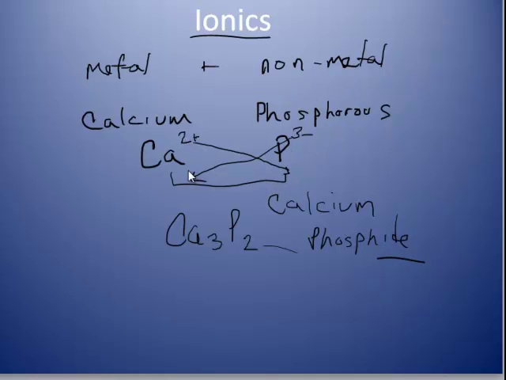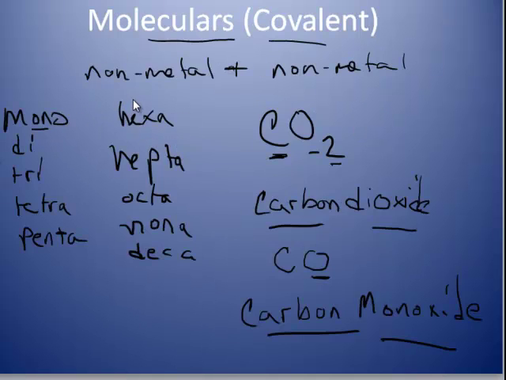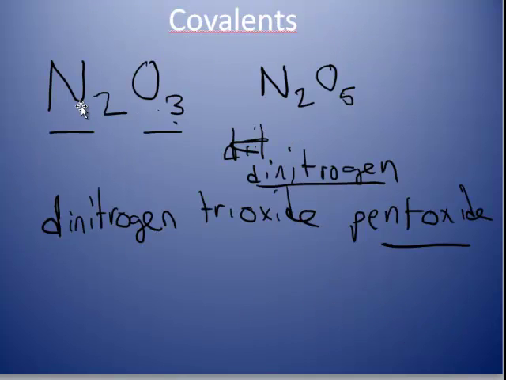So again, if we have ionics, a metal and a nonmetal, we do the crisscross with the charges, and we name the first one, calcium and phosphorus. When we have covalent, that's 2 nonmetals, we use the prefixes to indicate the number of each element. Carbon monoxide, carbon dioxide, dinitrogen trioxide, dinitrogen pentoxide. We'll do another vodcast in a little bit to go over the other naming compounds.